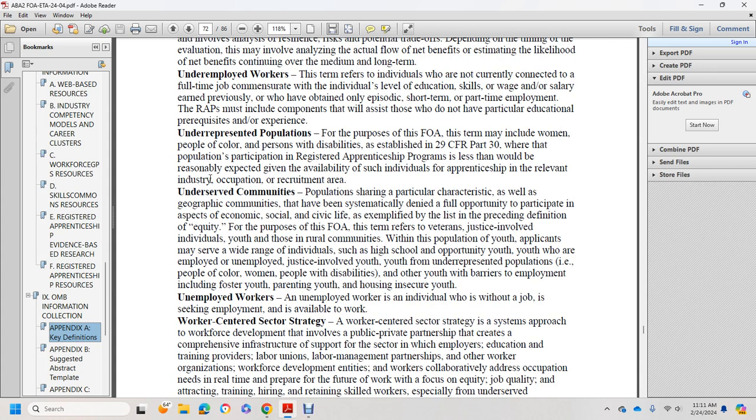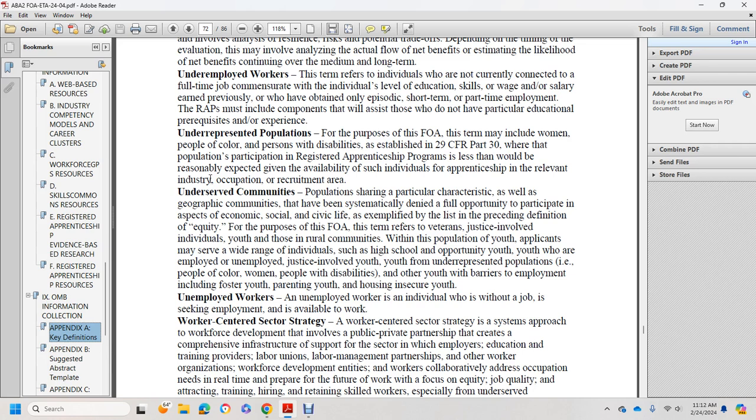Underserved community. The population shown with particular characteristics, as well as geographical communities, that have been systematically denied the full opportunity to participate in aspects of economic, social, and civic life. Examples from the preceding definition of equity, for the purpose of this funding opportunity announcement, include opportunity youth and those in rural communities with a population of youth.